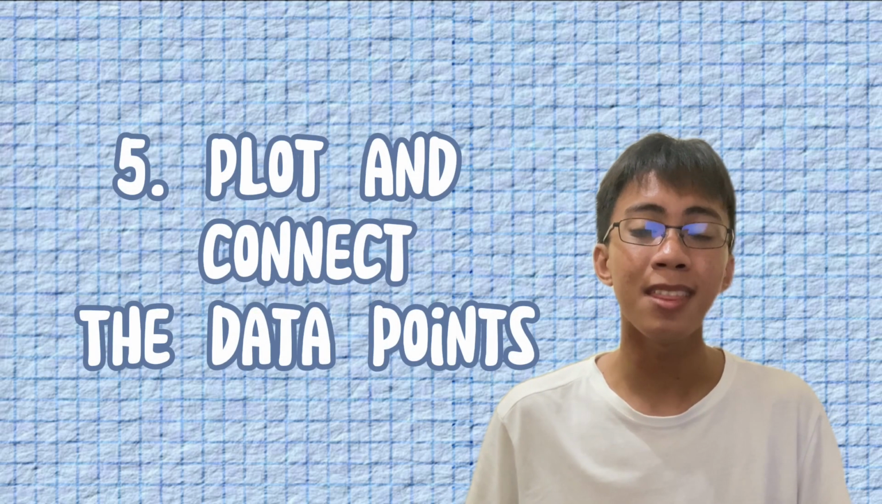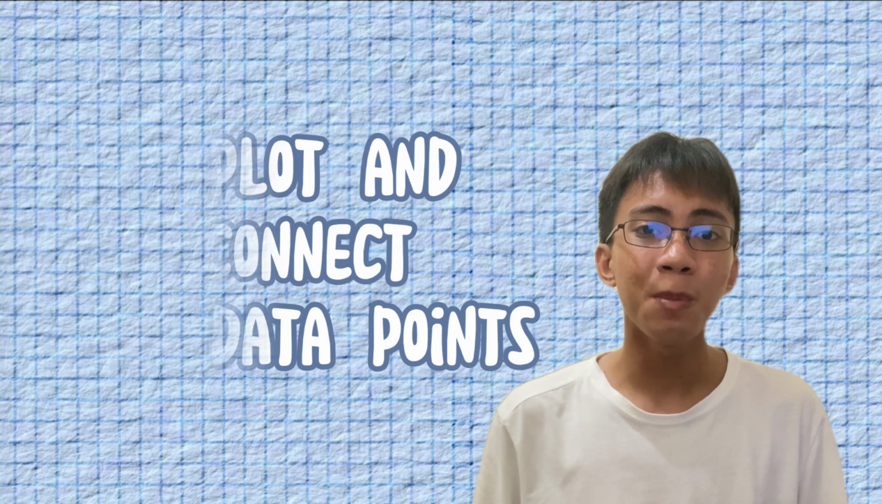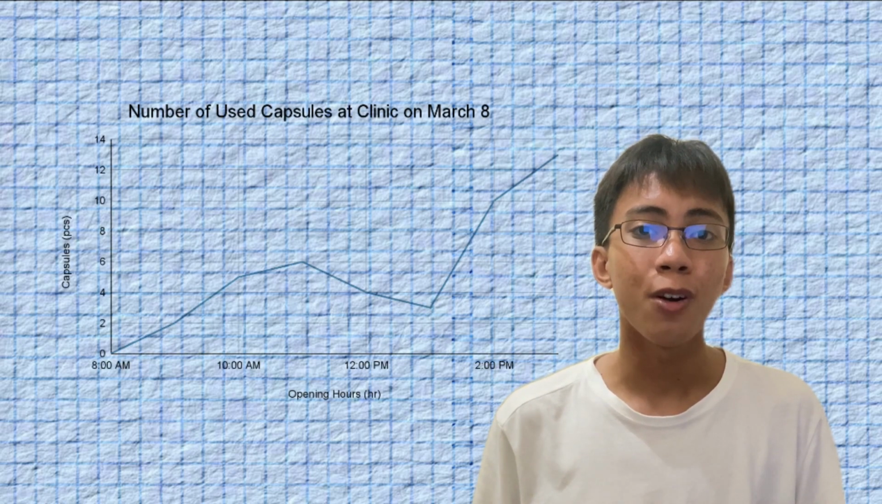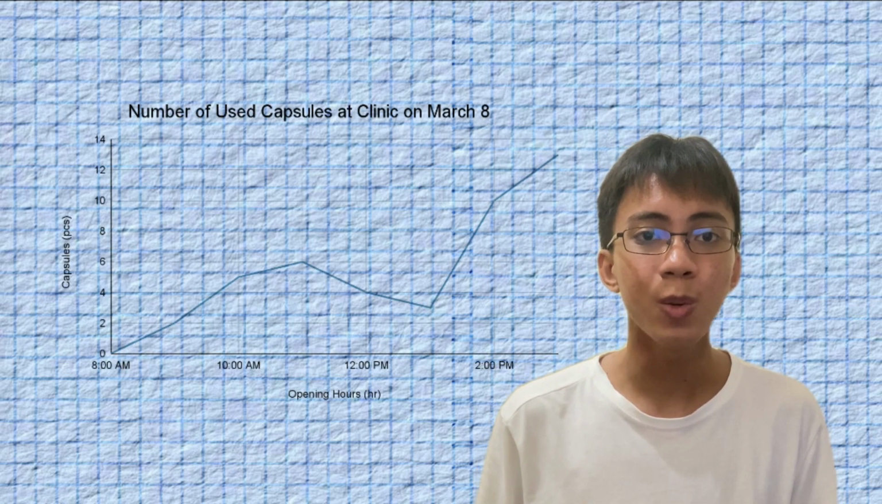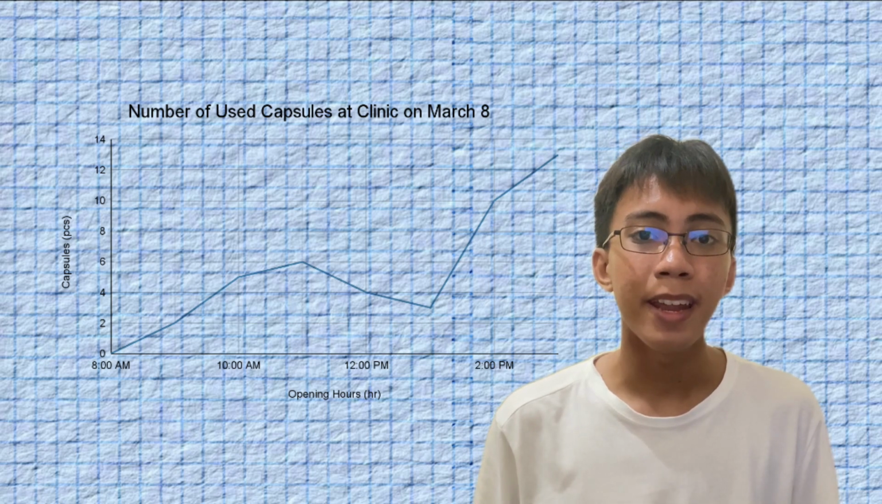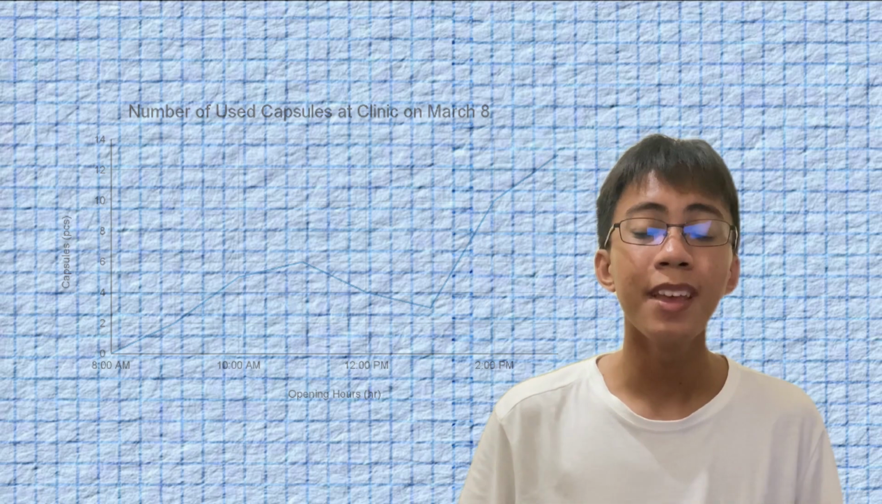The final step would be plotting and connecting the data points. Start plotting the data points from 8 a.m. going to 3 p.m. Then after that, you're going to connect them onwards. And that's all for the steps and procedures in making a broken line graph.